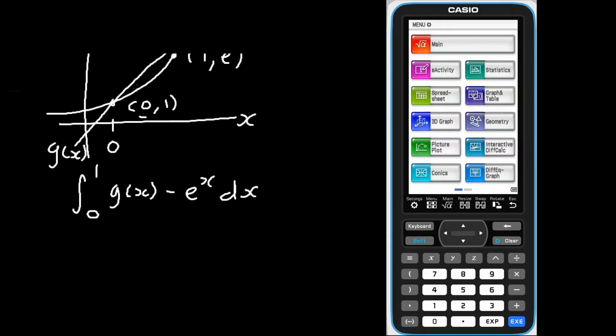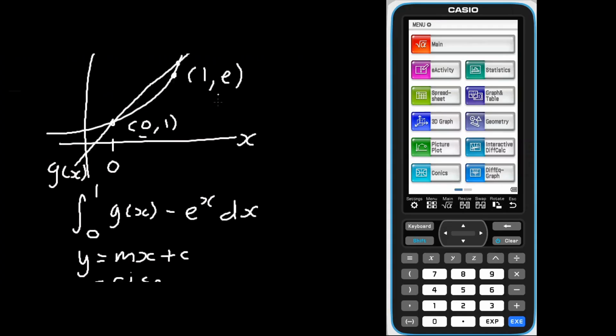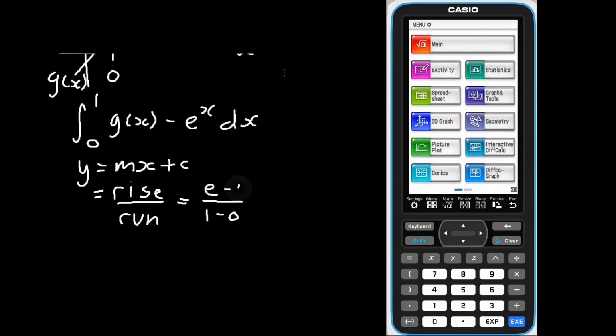So we'll go through it step by step, but remember the equation for the line is y is equal to mx plus c. So m is our gradient, and that's equal to our rise over run. Rise over our run. Now, we figured out that we ran along by 1, so 1 minus 0, and we went up by e minus 1. Okay, and so it's equal to this thing. So that is our value of m.